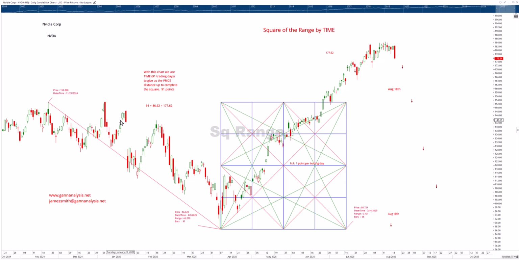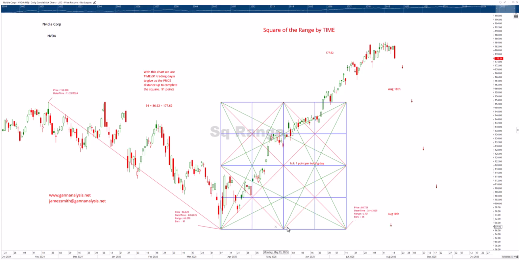All right, today we're looking at NVDA and we're going to show you how to square the range by time and by price. If you look at it in squaring the range by price, it's pretty simple. You're taking the price distance from this former high and this former low. You just nominate a high and a low, and then you use that price distance, which would be 66 points, and extend it over 66 trading days. So in other words, we're using price to give us time.